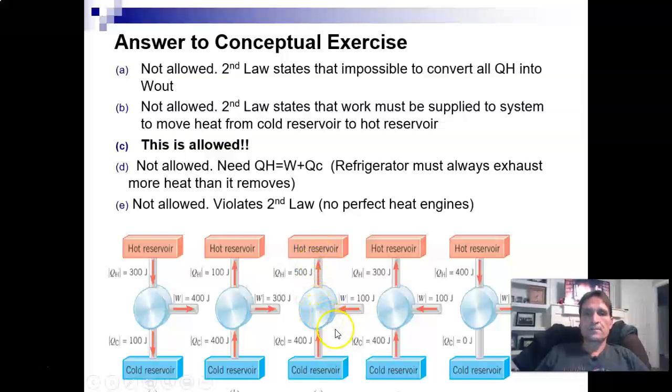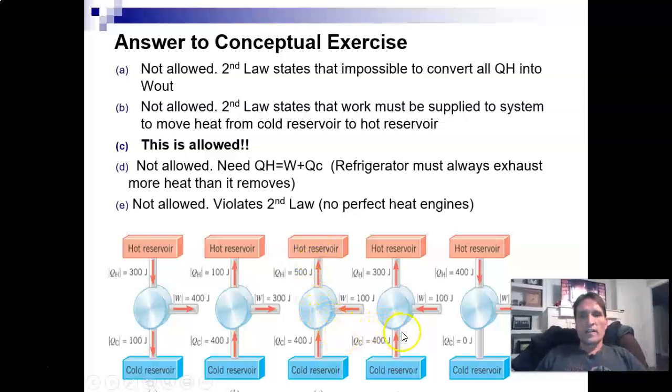This is a refrigerator. Let's just, for kicks, look at D and E, and we know the answer. There's only one allowed. So let's see why D is not allowed. We know from the second law of thermodynamics that you're going to exhaust more heat, QH, than you're going to pull out, QC. Here we're pulling out 400 joules of heat from the cold reservoir, we're doing 100 joules of work, and we're only exhausting 300 into the hot reservoir. That's not allowed. So D is not allowed.